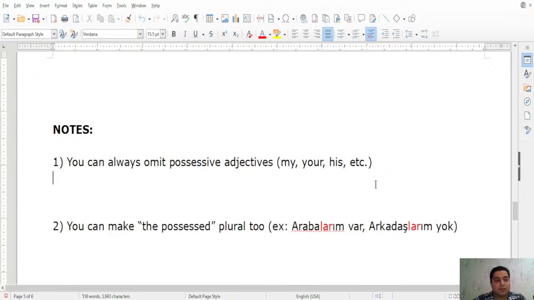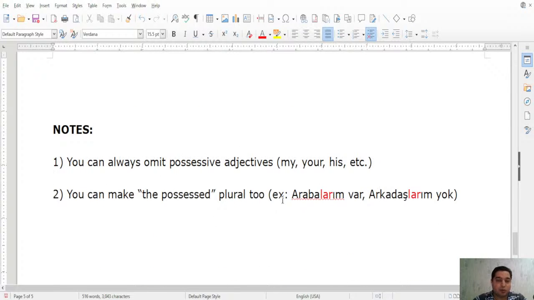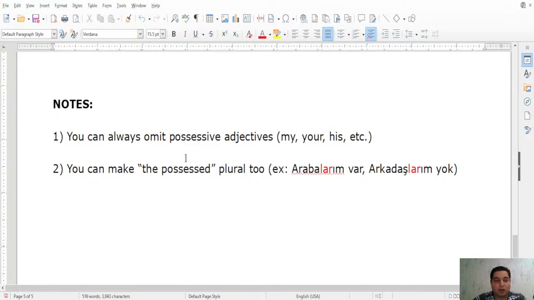The second note is you can make the possessed plural too, okay? For example, in all examples above, we used what? Singular, right? Arabam var, arkadaşım yok, and so on. And you can make it plural too. Arabalarım var. I have cars. Not car. I have a car. But cars. I have cars. Arabalarım var. Arkadaşlarım yok. I don't have friends. So it's the same thing, but you make the noun plural now, and everything else is the same. You just use the possessive structure and then add var, yok, etc.